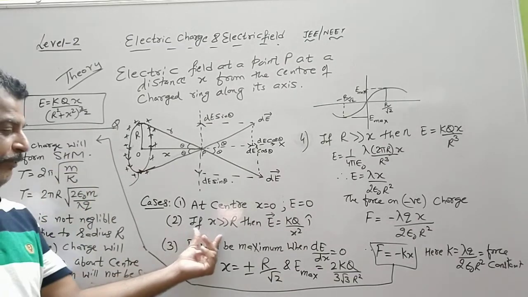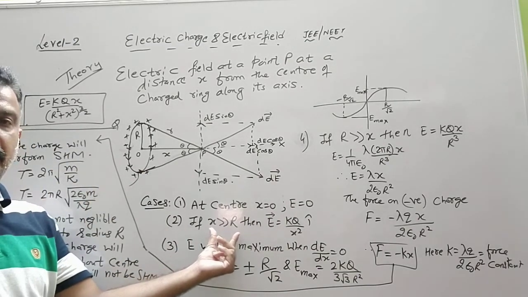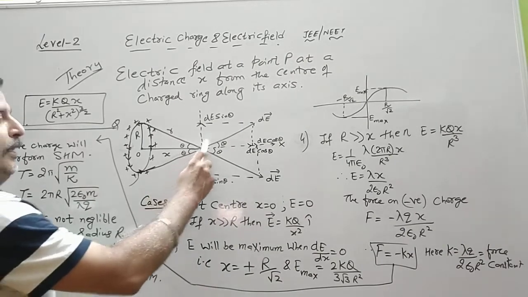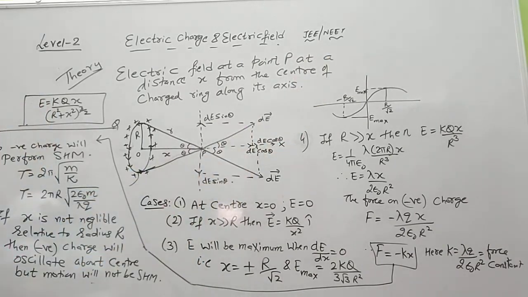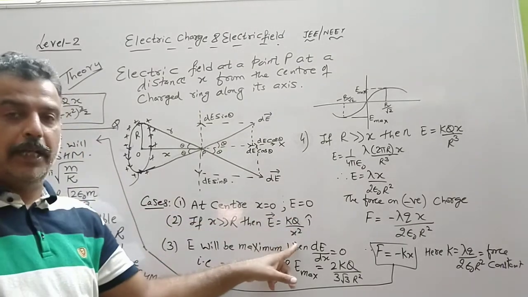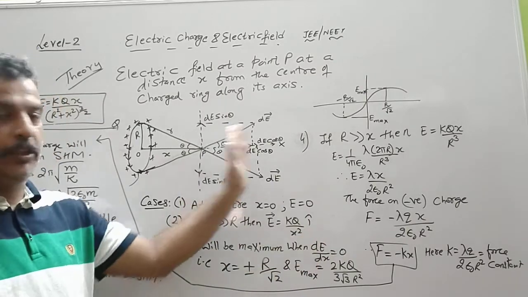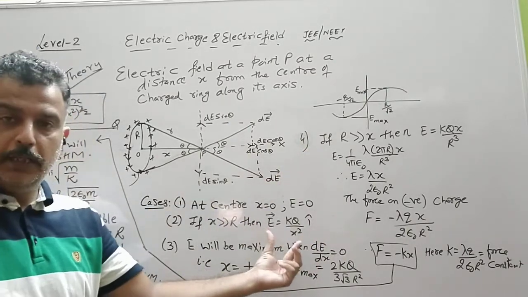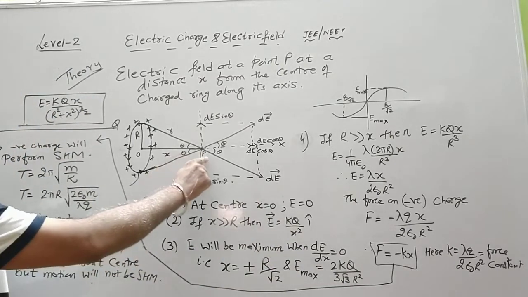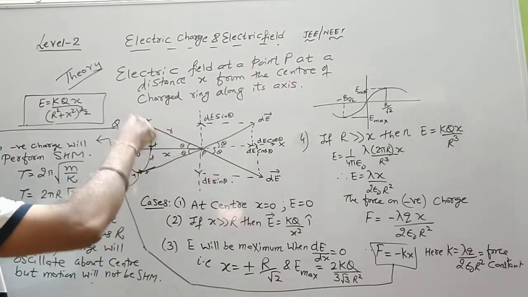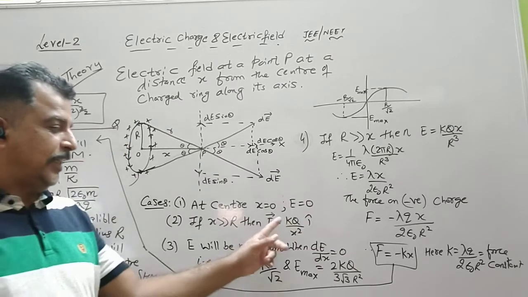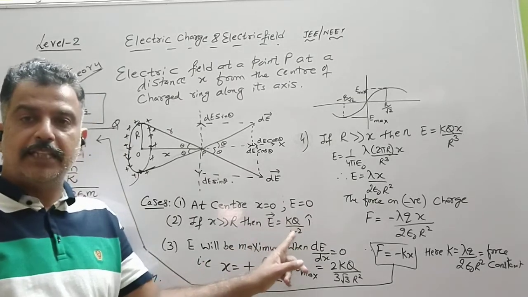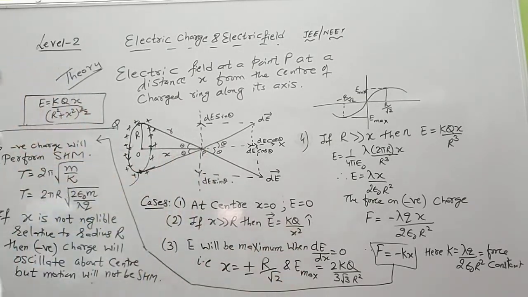Second, if x is greater than R, so the point P is at a large distance, then for the electric field intensity you can ignore the R, so it becomes kQ upon x square, and the resultant direction is along the x-axis. So this is similar to a point charge. So if the point P is lying at a large distance, the ring behaves like a point charge, that is kQ upon the distance between test and source, squared.